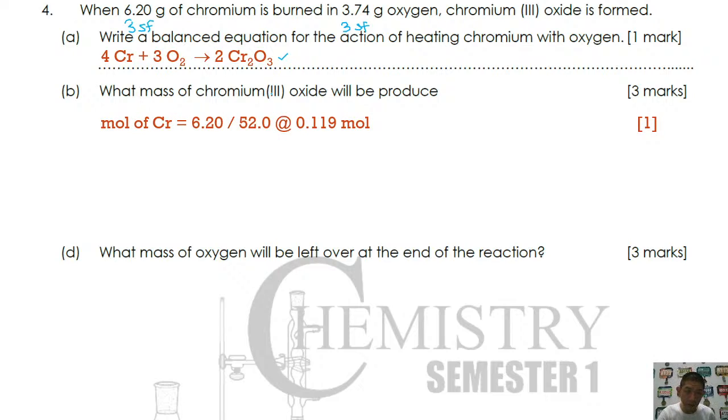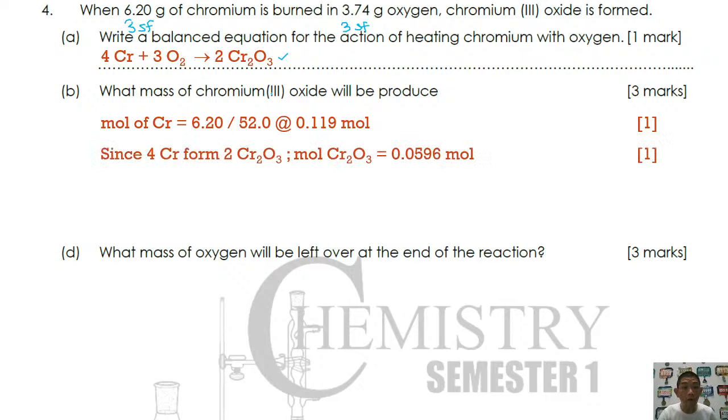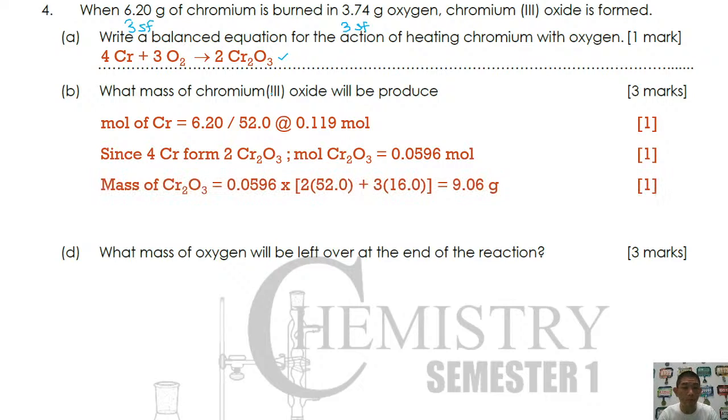So mole of chromium is 6.20 divided by 52.0. You have to check the relative atomic mass of chromium in the periodic table that is given to you. And then the ratio of chromium to chromium oxide is 4 to 2. So therefore the mole of the chromium oxide is 0.0596. Okay. Then mass of the chromium trioxide will be 0.0596 times (2 times 52.0 plus 3 times 16.0). Okay, so you get 9.06 here.